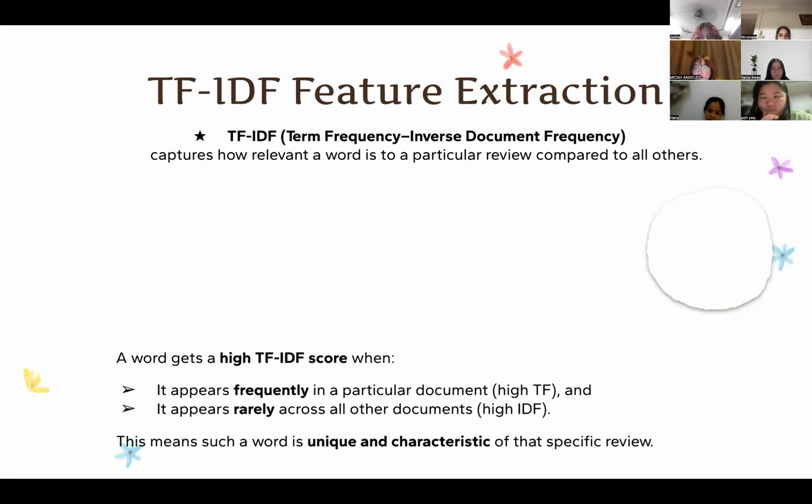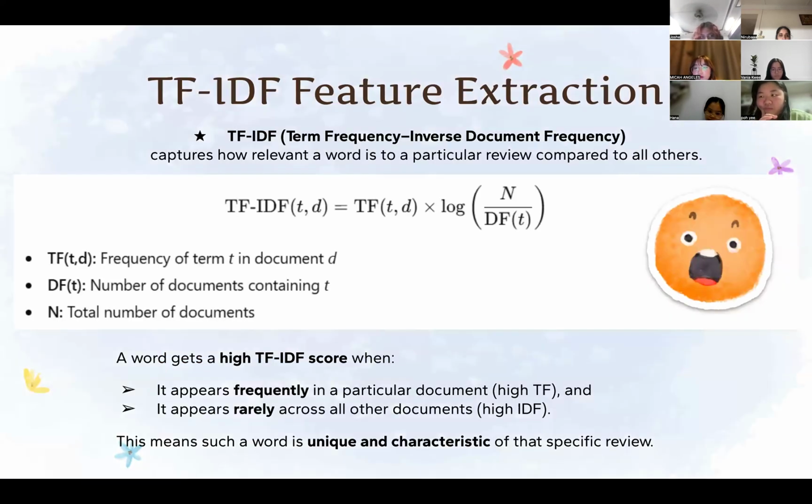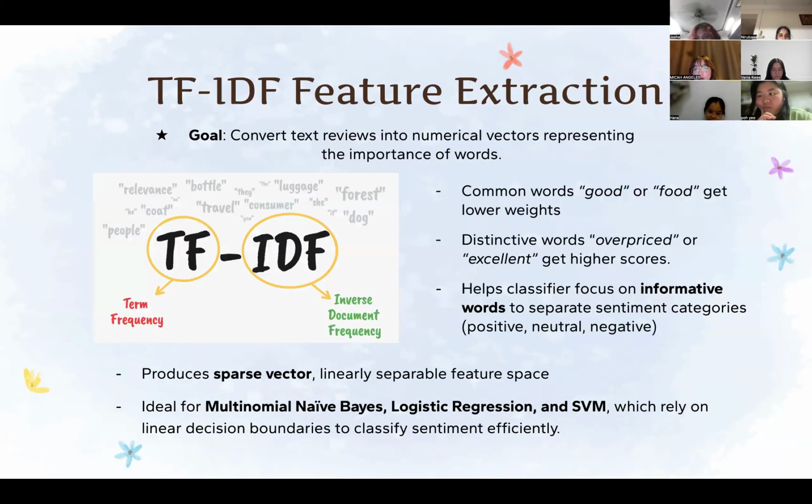So basically, a word will get a high TF-IDF when it appears frequently in a document and appears rarely in all other documents. Common words like good or food will get lower weights than the distinctive words like overpriced or excellent.